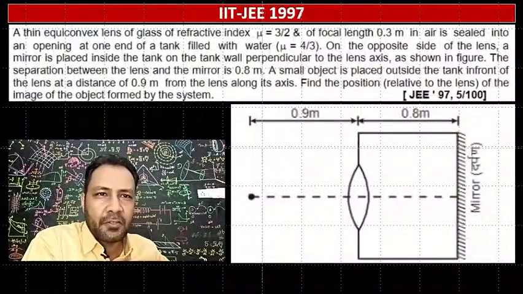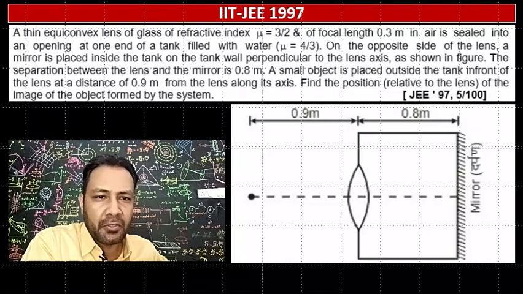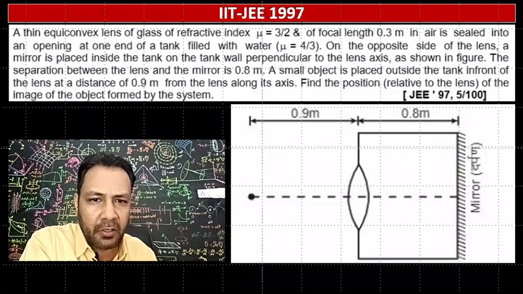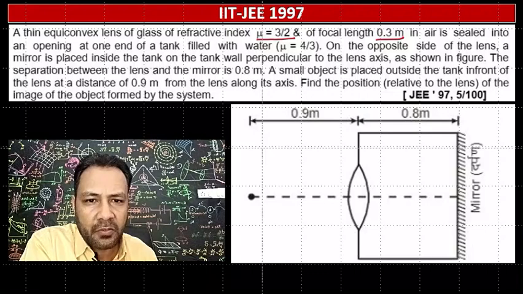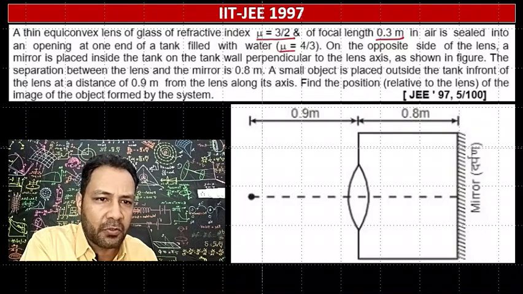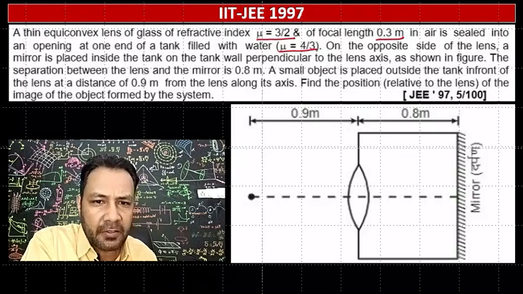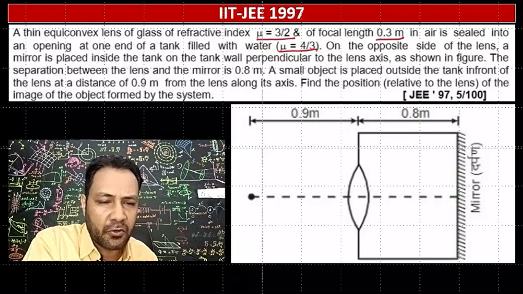Hey all dear students, let's see this very good question of geometrical optics from IIT-JEE 1997. The question states: a thin equiconvex lens of glass of refractive index mu equal to 3/2 and focal length 0.3 meter in air is sealed into an opening at one end of a tank filled with water whose refractive index is 4/3. On the opposite side of the lens, a mirror is placed inside the tank on the tank wall perpendicular to the lens axis as shown.